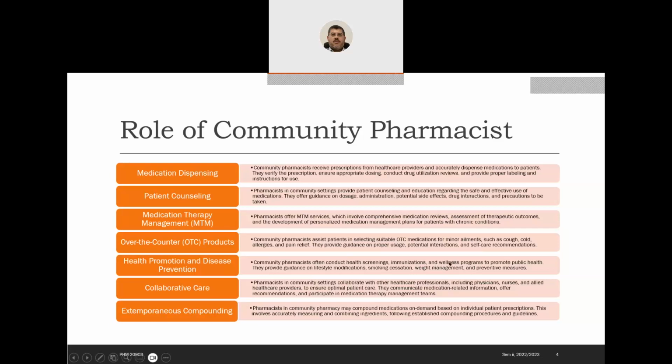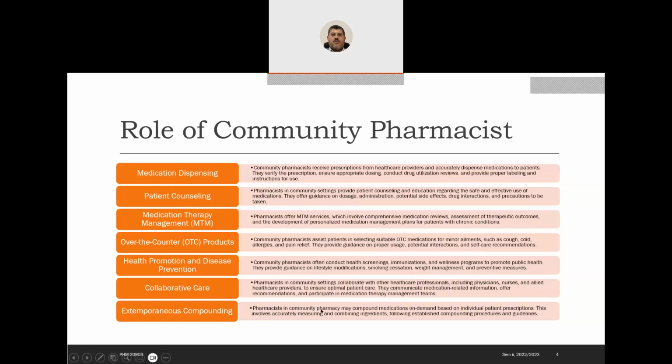Okay, and they can participate in wellness programs to promote public health, like weight reduction and so on. They provide guidance on lifestyle modifications, smoking cessation service as well, weight management, and preventive measures for many diseases.